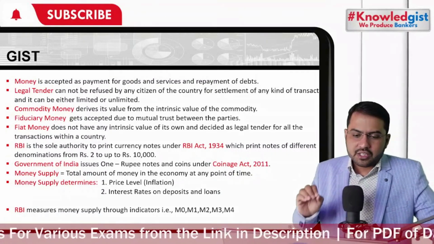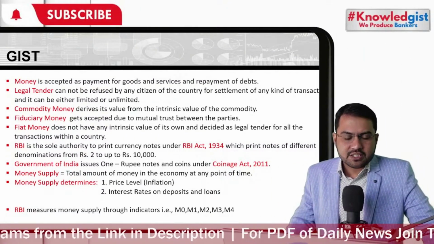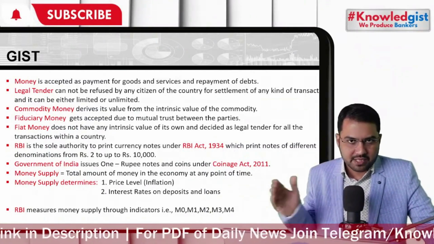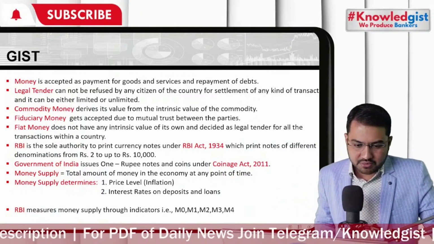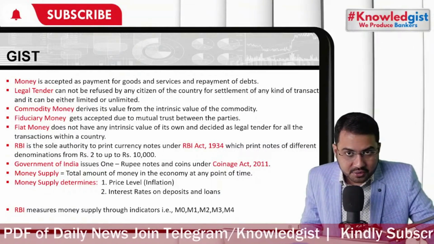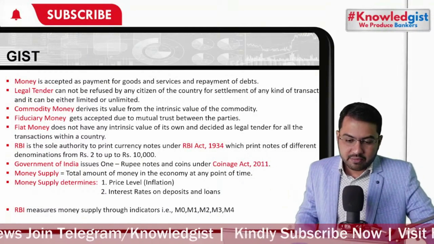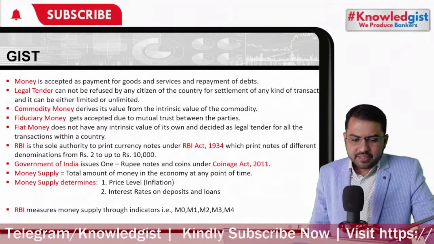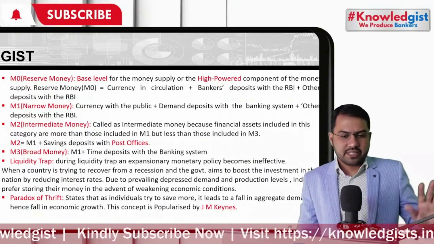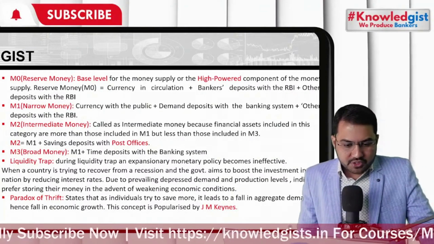RBI is the sole authority to print currency notes under the RBI Act 1934, which allows notes denominated from rupees 2 to 10,000, but the maximum denomination in circulation is rupees 2,000. Government of India issues the 1 rupee currency under the Coinage Act 2011. Money supply is the total amount of money in the economy at any given point of time. RBI measures money supply through indicators: M0, M1, M3, M4, etc. Okay, so we have some more gist.